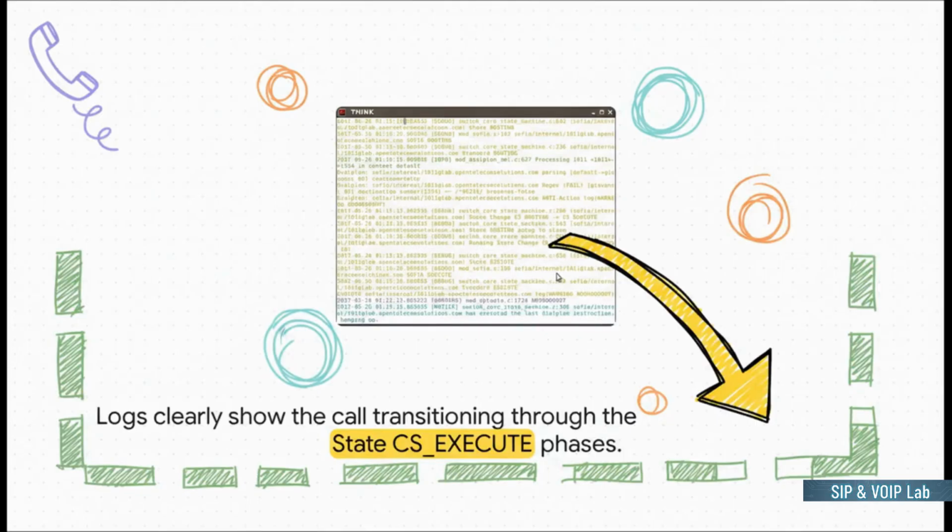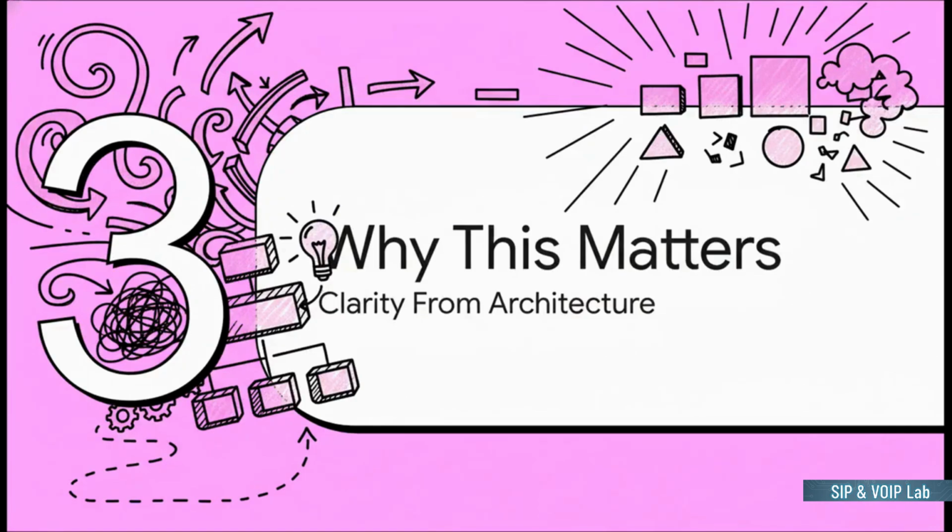And this isn't just some abstract theory. If you actually look at the logs, you can see this state machine working in real time. Look here, in this log snippet. You can literally see the lines where the call enters state routing and then moves on to state CS_execute. Understanding this flow is what transforms a wall of confusing log text into a clear story about what's happening with your call. Okay, so we've covered a lot of ground.